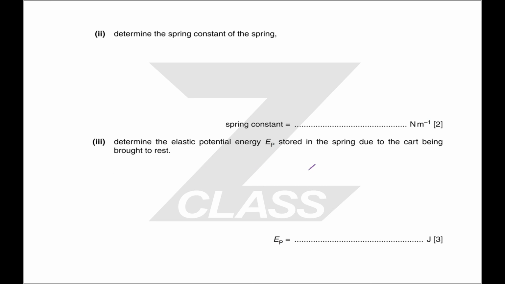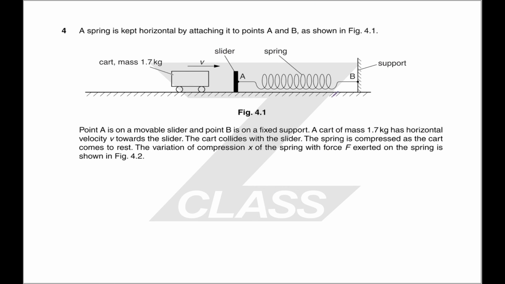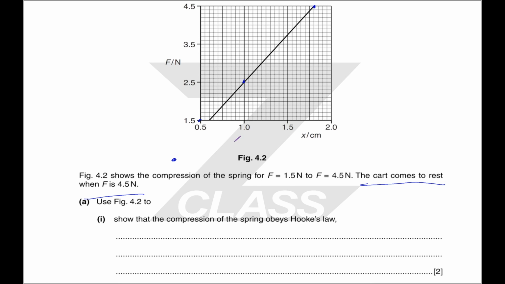Determine the elastic potential stored in the spring due to the cart being brought to rest. So, the cart comes to rest when F is 4.5 newtons. So that's up here. Now, initially our spring presumably is at its natural length, so it has no compression on it. Unless it says otherwise. It doesn't. Excellent. So, elastic potential energy stored is the area under a force extension graph.